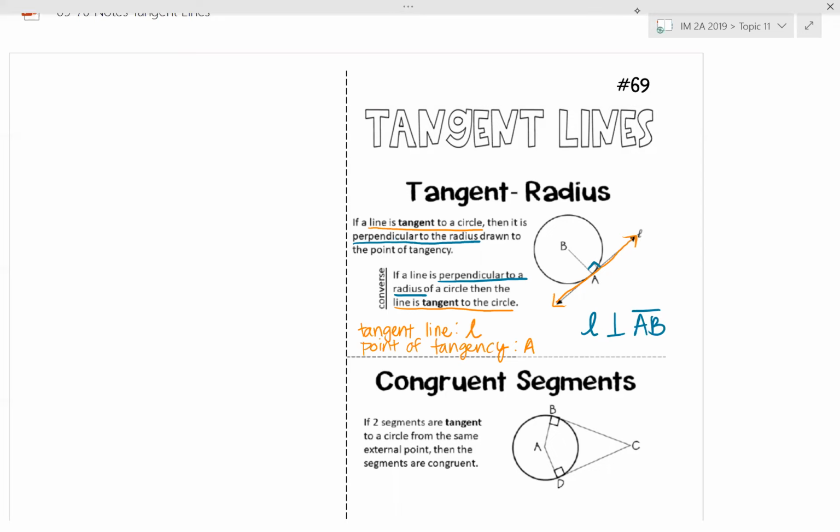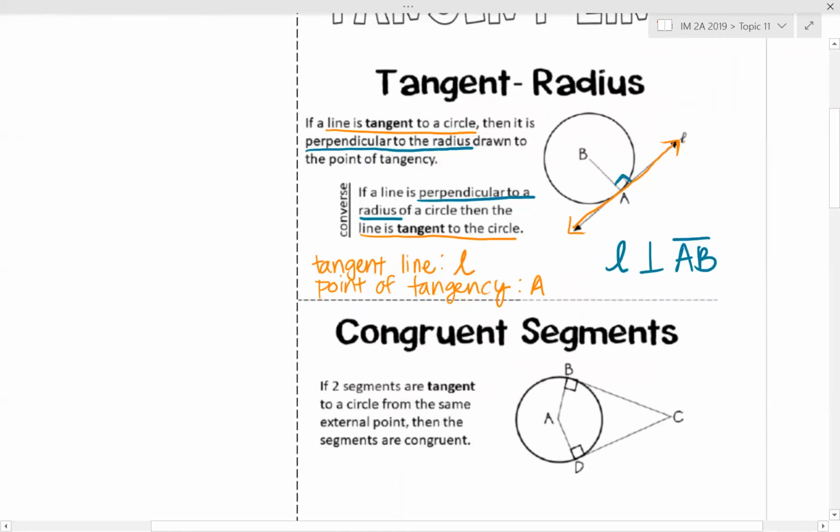The converse, remember converse just means to switch the theorem's order, is that if a line is perpendicular to a radius of a circle, then the line is tangent to the circle. So if I know that AB is perpendicular to L, then that means L is a tangent line.